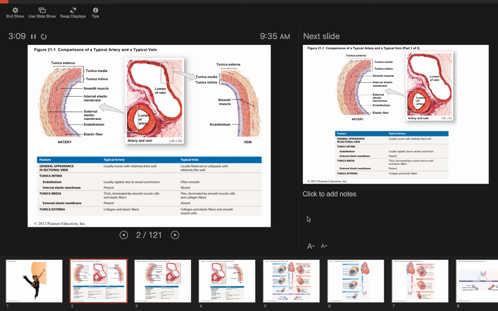Now, when we look at it, though, we can see that the arteries are much thicker than the veins, okay? So when we do a cross-section and we cut those arteries and veins, we can see how thick the walls of the arteries are. We can see how thin the walls of the veins are. So the arteries will maintain their shape when they get cut. The veins are going to collapse because they're thin. All right?